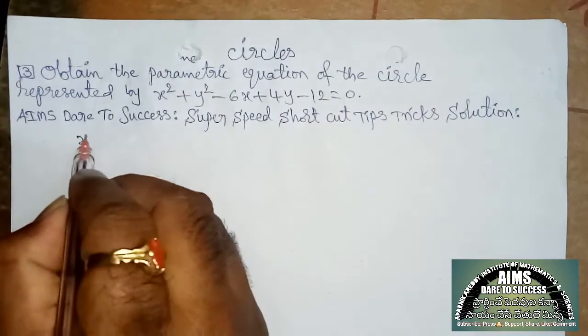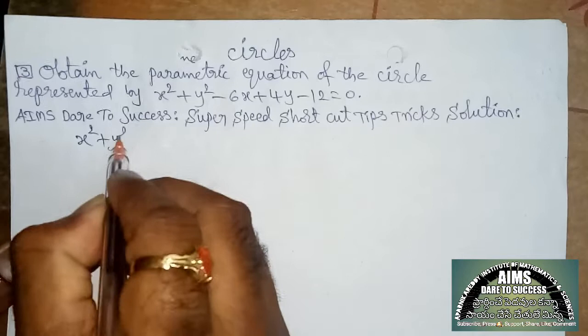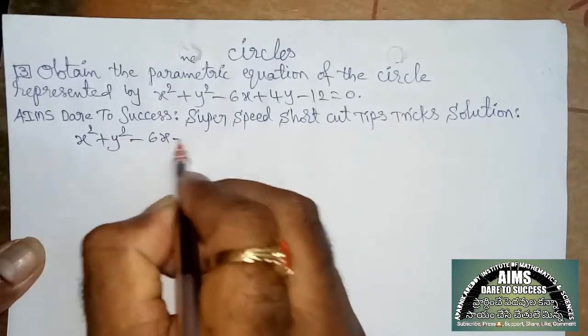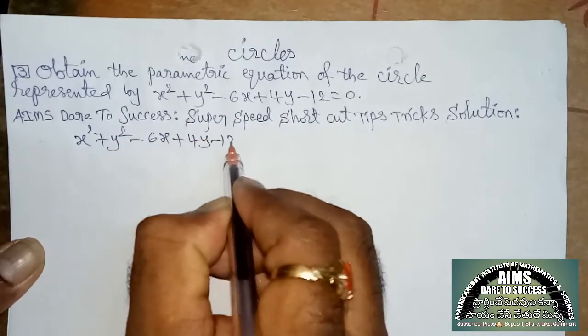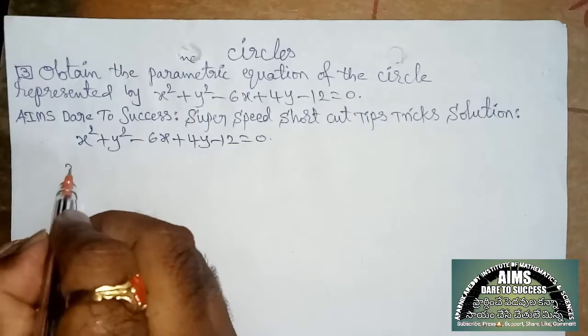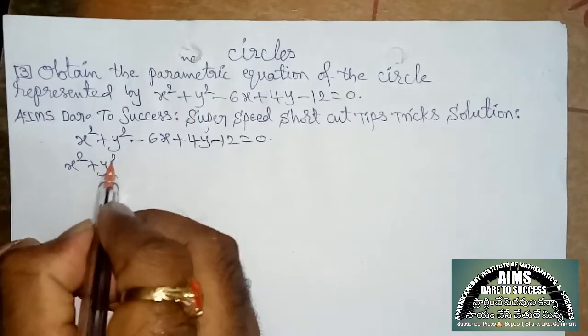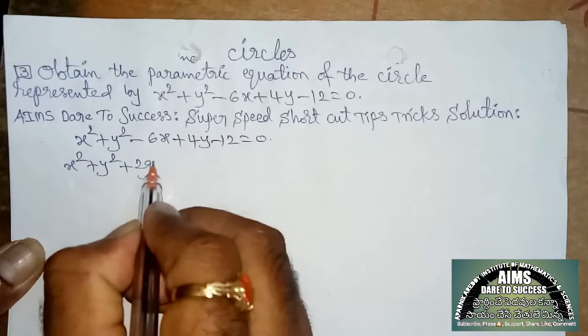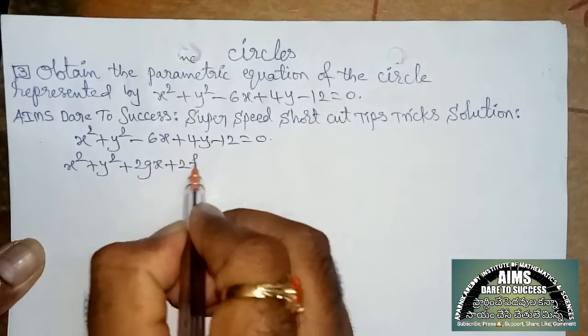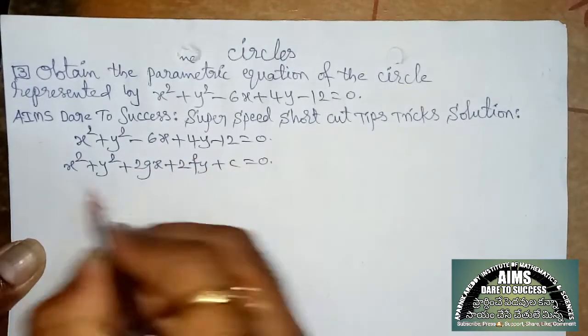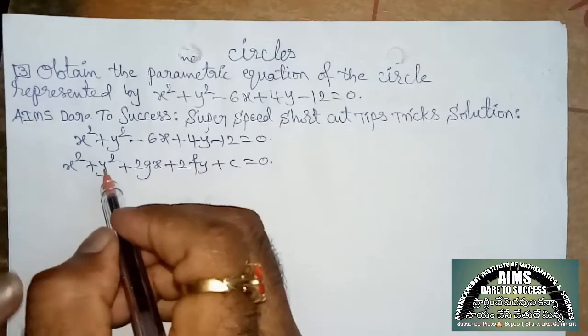Now I am writing the given equation of the circle x² + y² − 6x + 4y − 12 = 0. Now I am comparing with the standard equation of the circle, x² + y² + 2gx + 2fy + c = 0. x² equals x², y² equals y².